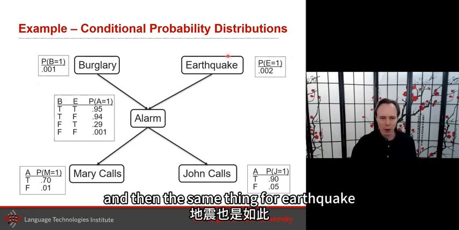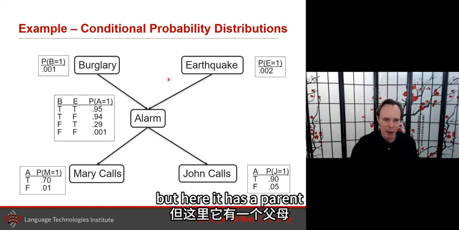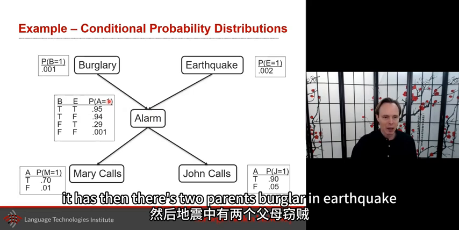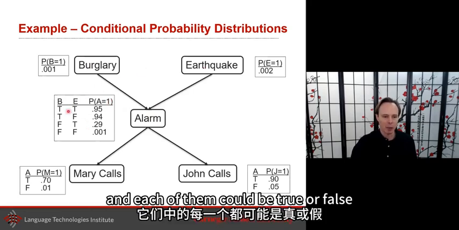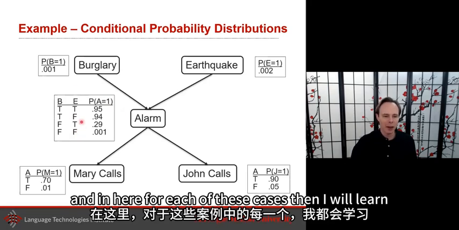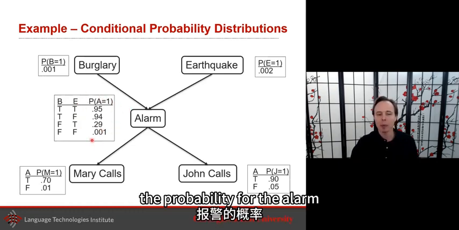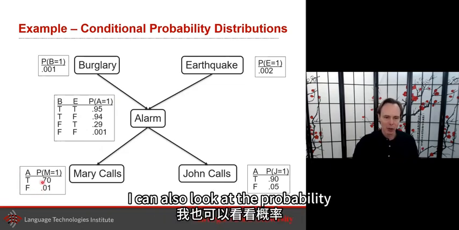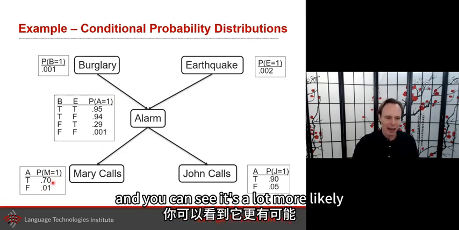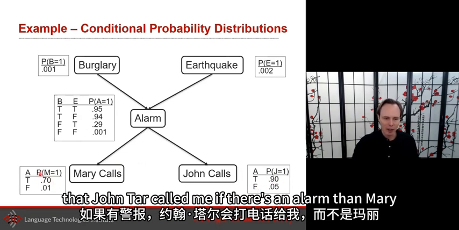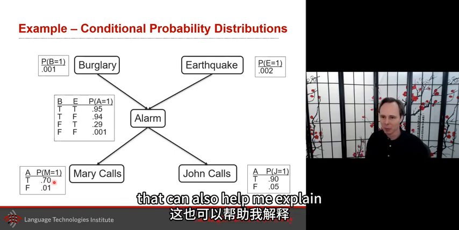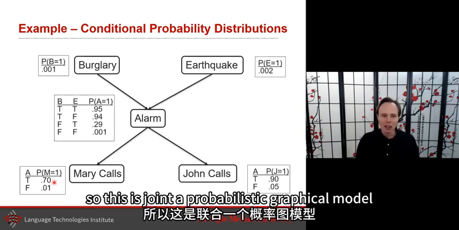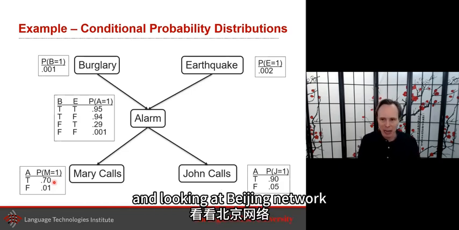That's kind of implied. I didn't put it just for simplicity. The same thing for earthquake, it doesn't have any parents. But the alarm has 2 parents, burglar and earthquake, and each of them could be true or false. For each of these cases, I will learn the probability for the alarm. And given an alarm, I can also look at the probability of the calls. You can see it's a lot more likely that John called me if there's an alarm than Mary. That can also help me explain. So this is a joint probabilistic graphical model, looking at a Bayesian network.